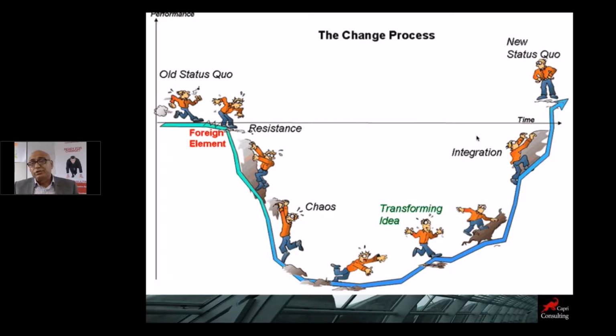But if you look at the whole change process, after this chaos we go through a transformation of ideas, and we start seeing light at the end of the tunnel. We start putting in new ideas and new efforts, and integrating our efforts together. Once we have sustained this change and moved to a new status, it becomes the new process, or business as usual. But you need to go through this kind of change.